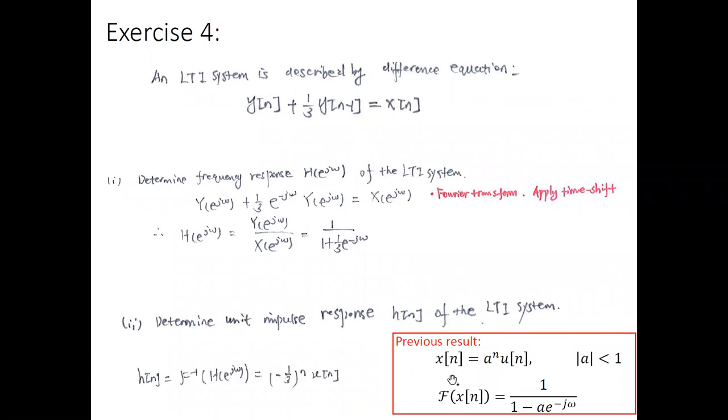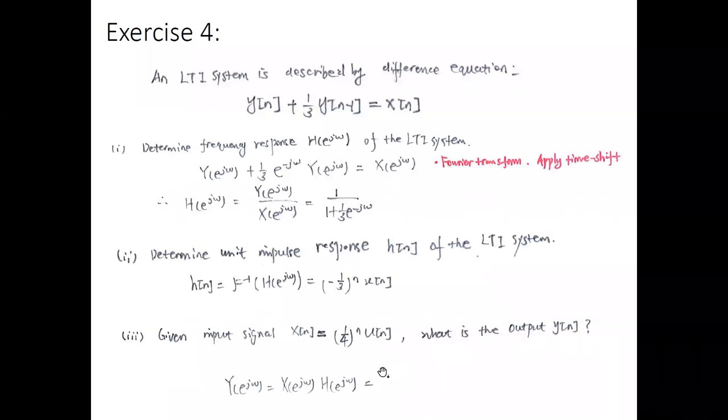We just show the answer. Because here, if we compare this result and the formula here, we can get a equals minus 1/3. So its inverse Fourier transform, small h of n, is minus 1/3 to the power n u[n]. This is the small h of n.